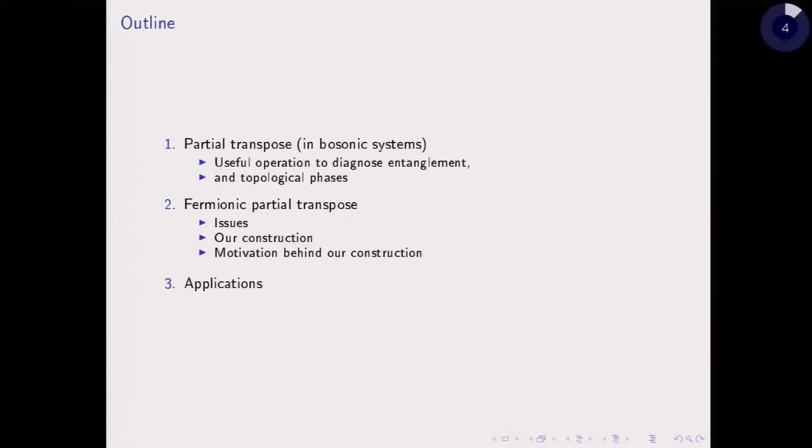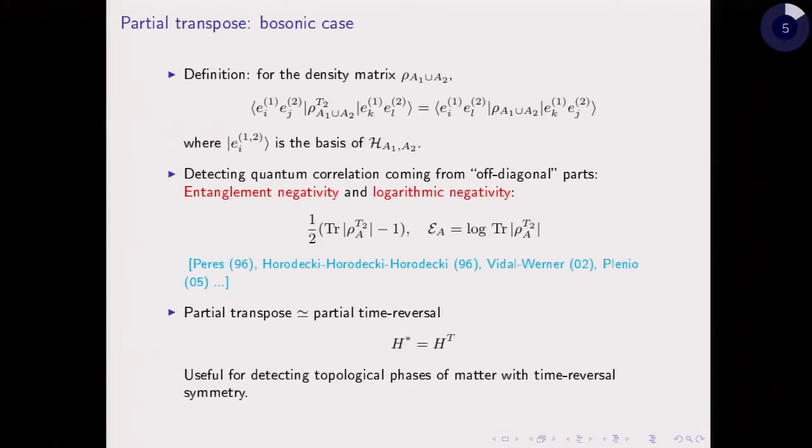So obviously, I will start with partial transpose and the negativities in bosonic systems. I will explain what it is and why it is useful. But then I will switch over to fermionic systems. Okay. So first of all, what is partial transpose?